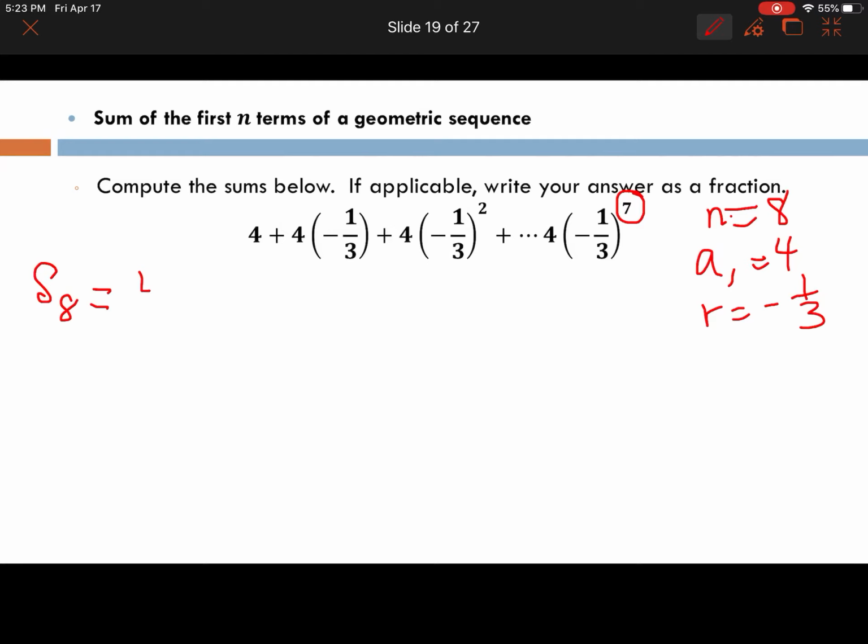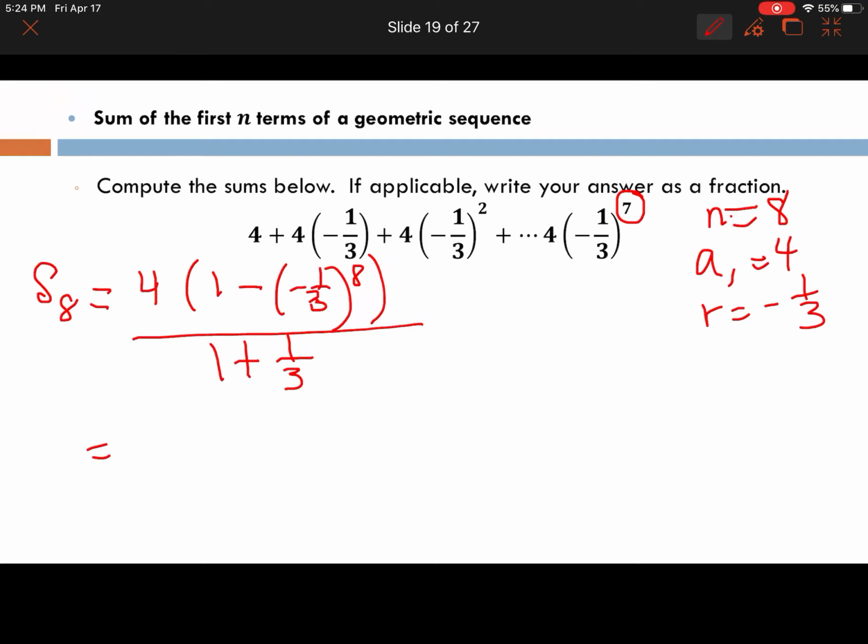So I'm going to have a sub 1, which is 4. That'll be 1 minus r to the n, which is 8, over 1 minus negative 1/3. So here's where you probably ran into problems with the fractions. But so 1/3, I would take 1 to the 8th and 3 to the 8th.